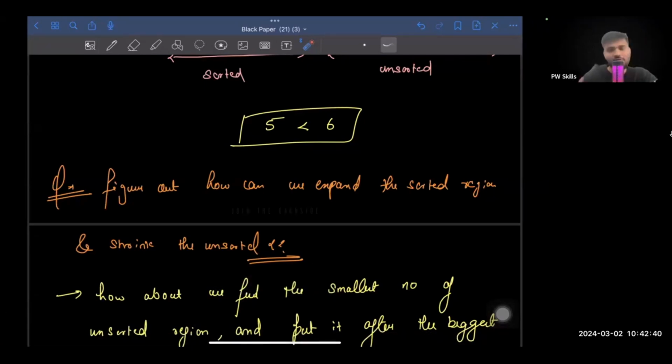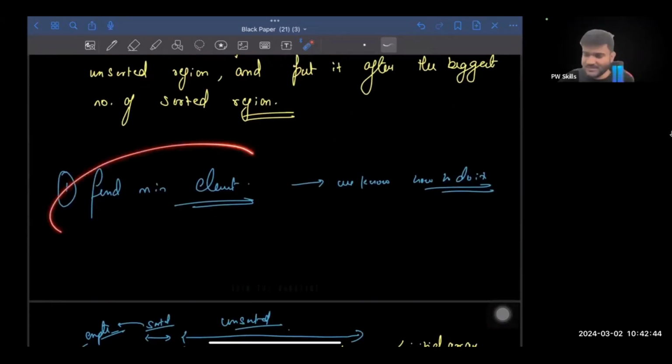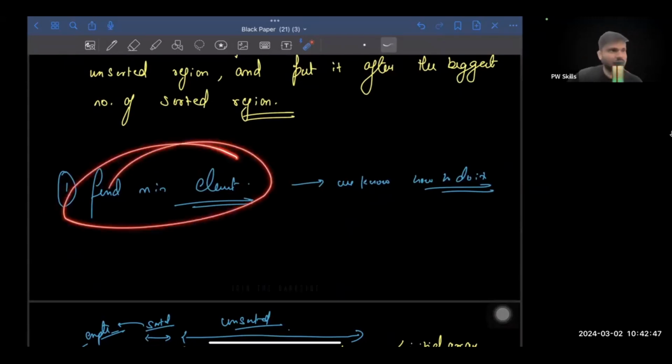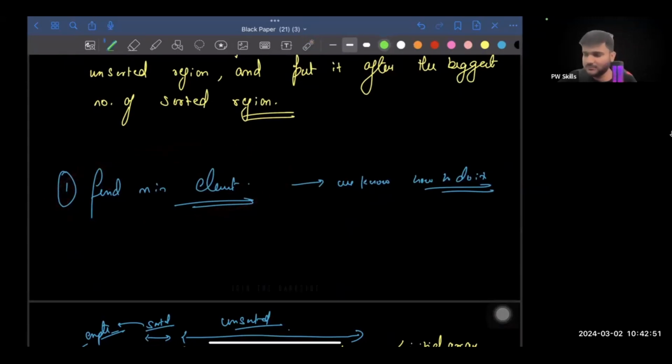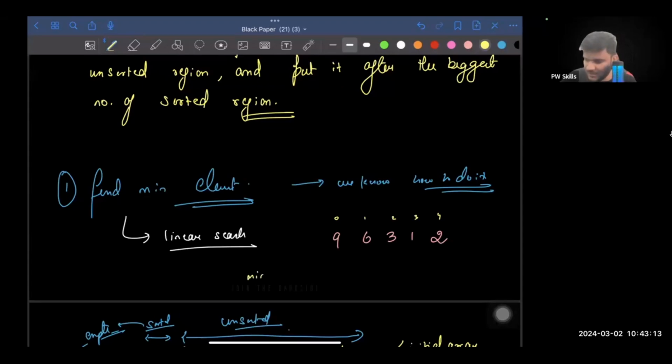Now, before we go to the coding part, this thing is yet to be figured out. How to find a minimum element? Can I do linear search? For example, let's say 9, 6, 3, 1, 2. This is index 0, 1, 2, 3, 4. I will say minimum element index is equal to 0. I will assume that this element is the minimum element.